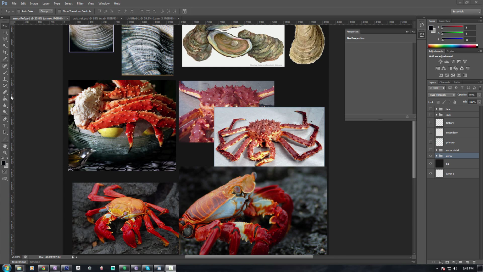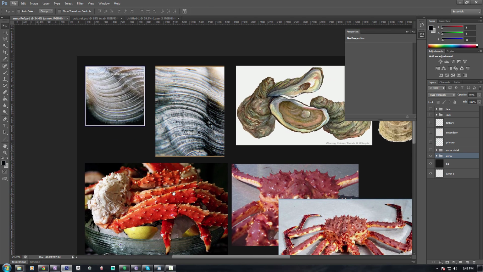Hey guys, I'll start with how to break down these references and learn them so you can use these references to your advantage and get more detail in your models. So here is my reference sheet which I made for my armor, which I'll be sculpting soon for my character. And so let's get started.